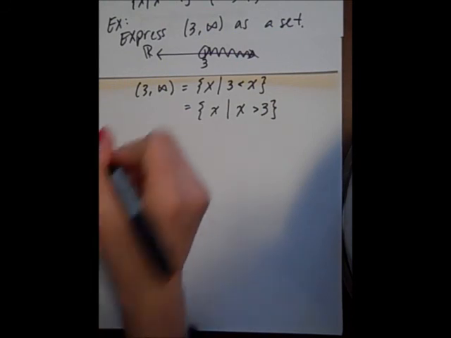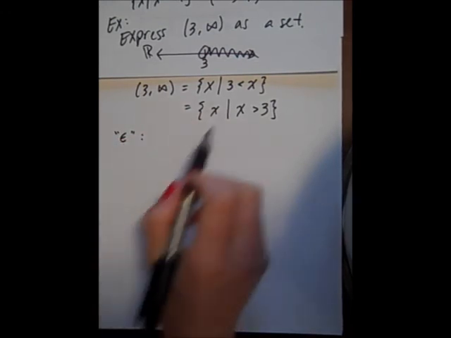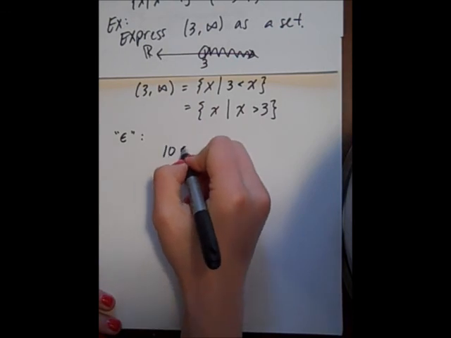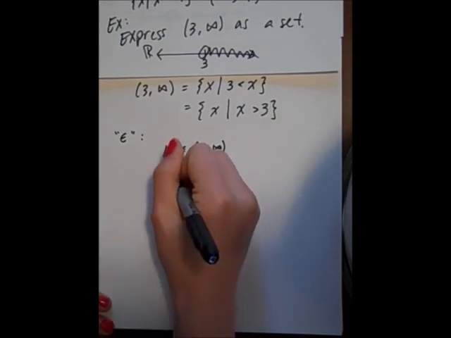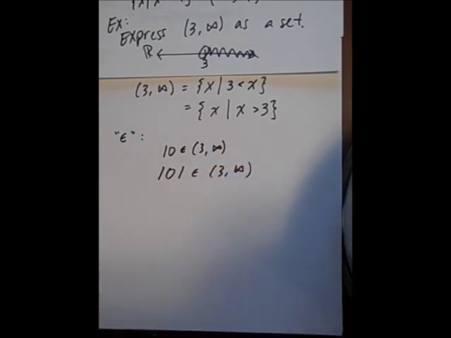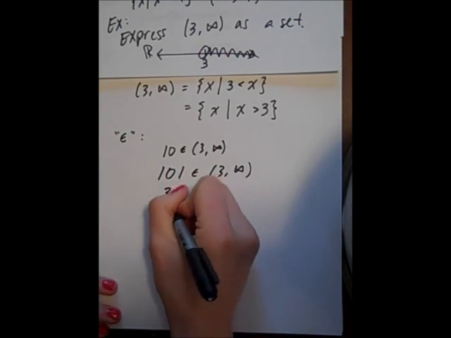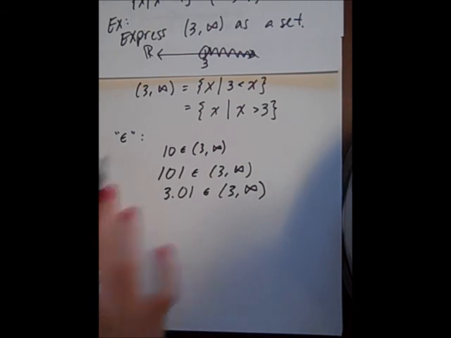Also, as far as the "is an element of," if I want to say something is an element of this set here, I would say 10 is an element of 3 to infinity. It means 10 is in this set because 10 is greater than 3. I could also say 101 is also in this set, because 101 is greater than 3. Also in this set, 3.01. So that's how you use "is an element of" or "is a member of." It just means that whatever number you write here has to be in the set. So that's going to be it for intervals and sets.